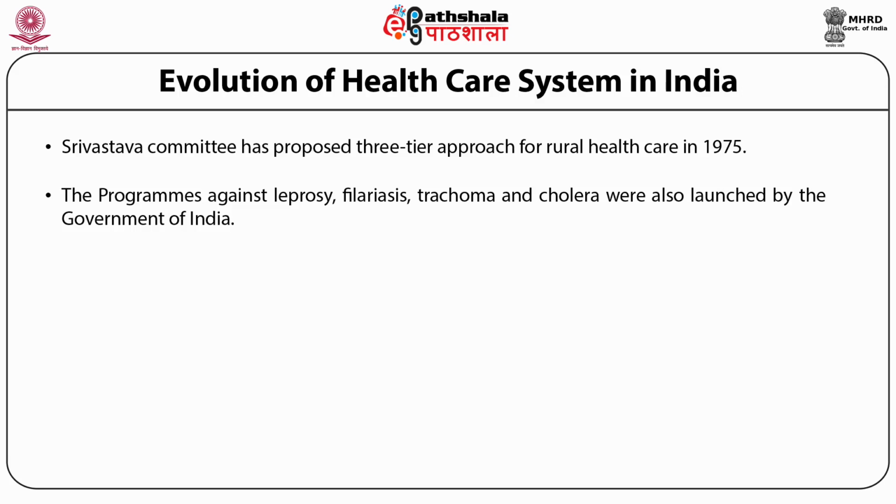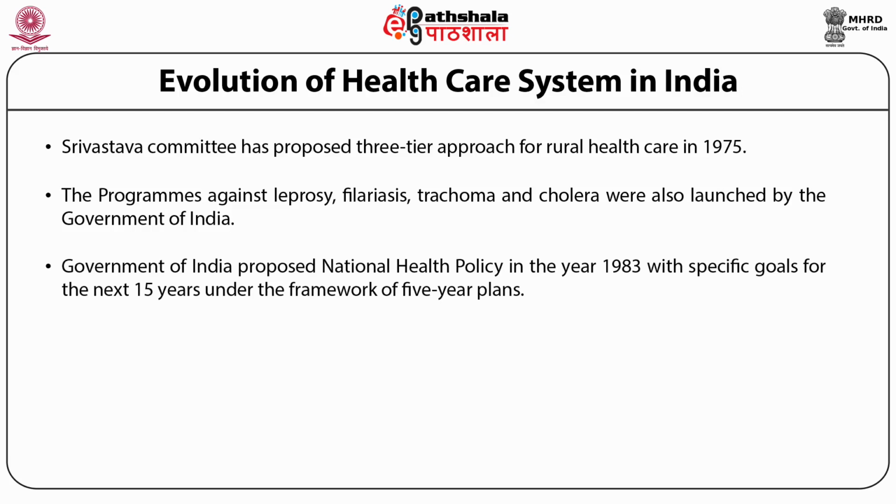The Integrated Child Development Program was started in 1975 for children aged less than 6 years to provide preventive services and non-formal education. In pursuit of health for all, Government of India proposed National Health Policy in 1983 with specific goals for the next 15 years under the framework of 5-year plan. The National AIDS Control Organization was launched in 1992 as a division under the Ministry of Health and Family Welfare to formulate policy and implement preventive and control programs of AIDS in India.